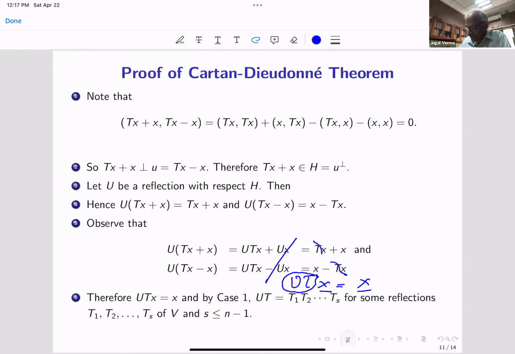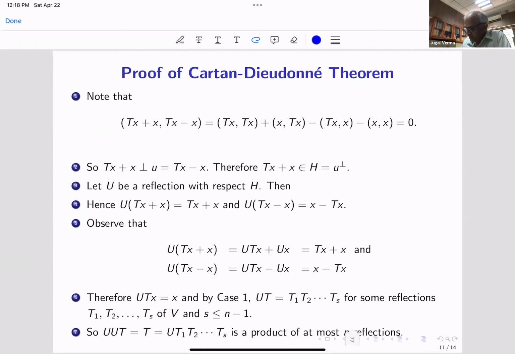So we are back to case 1. UTx is X. So by case 1, UT is a composition of at most n minus 1 reflections. So write UT as a composition of at most n minus 1 reflections of V, and now we multiply by U. U squared is identity. So you can compose with U on both sides and get T equal to U times T1, T2, up to Ts, and that's a product of at most n reflections. So that is the proof of this beautiful theorem of Cartan and Dieudonné.